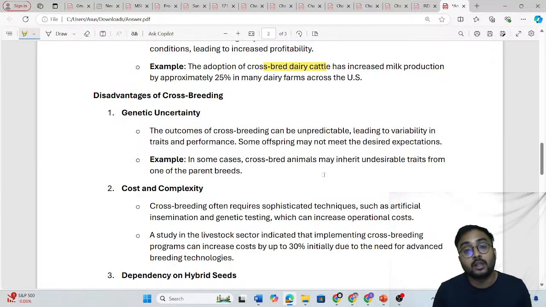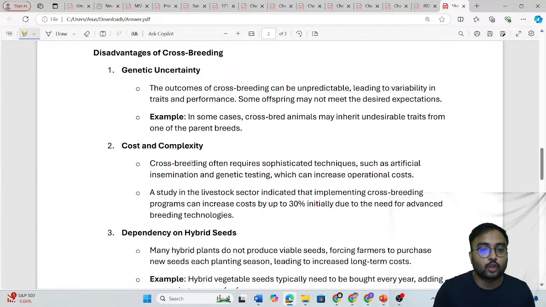Sometimes even the young offspring may not have all the desired characters and expectations which you wanted. So the best example here would be that crossbreed animals sometimes inherit undesirable traits, and these traits would be from either of the parents. So this may result in wastage of the overall crossbreeding process.